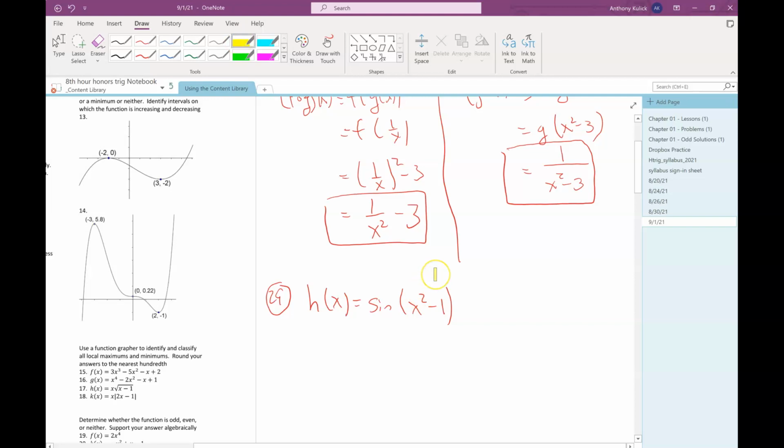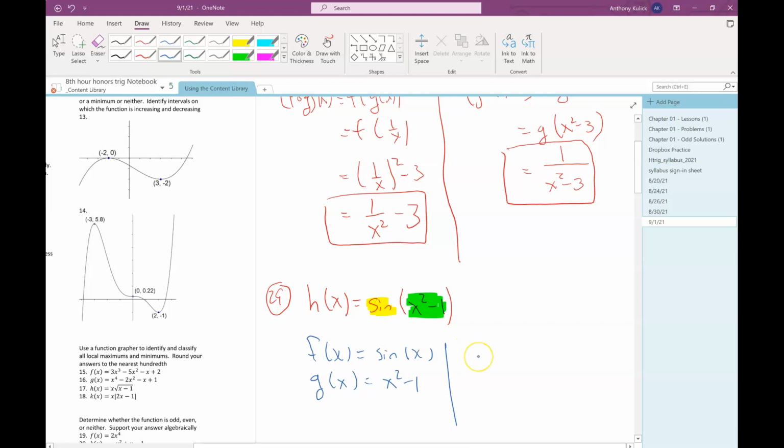Typically what I like to do is think of finding an outside function. In this case, that'd be my sine x. And an inside function, like my x squared minus 1. So my outside function, f of x, is sine x. And my inside function, g of x, could be x squared minus 1. So if I plug g into f, I'd have sine of x squared minus 1.